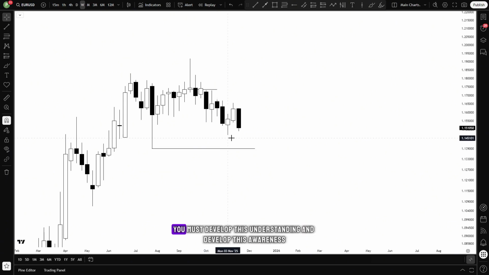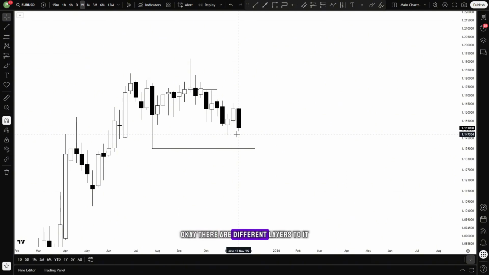That's why you must develop this understanding and this awareness that there are different layers to directional bias, and there's a difference between a weekly directional bias, a monthly directional bias, and a short-term daily directional bias. Okay, there are different layers to it, and you can't just treat all of them as one.